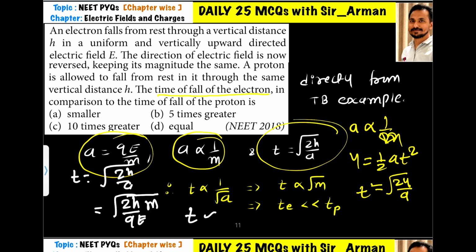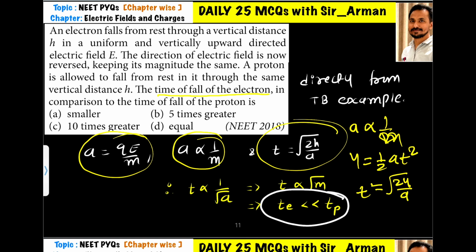So we can directly say the time of fall is proportional to under root m, that is, the mass of the particle. So here the mass of the proton is more, so it will take more time, and the mass of the electron is less, so it will take less time. The proton will take more time to cover the same distance. So here the time of fall of the electron is very much less than the time of fall of the proton, hence option A is correct.